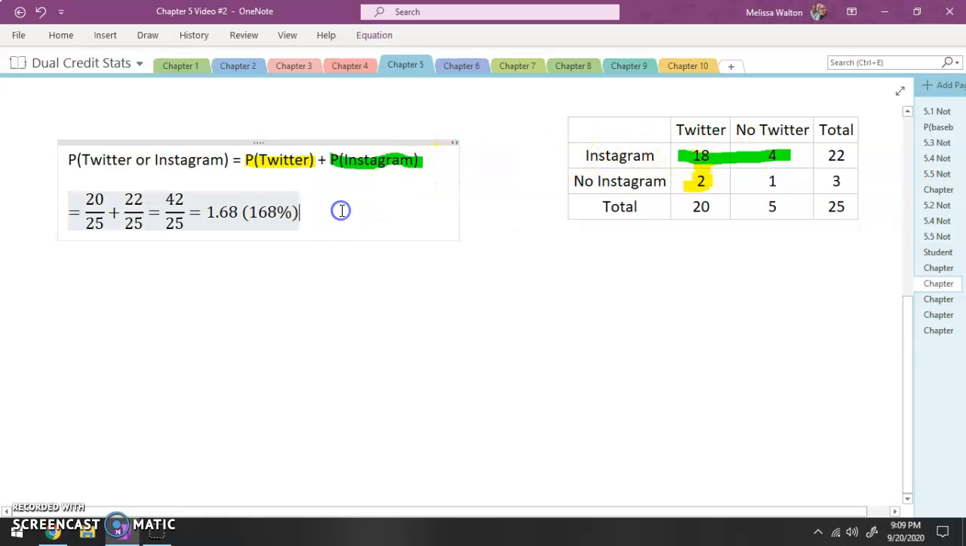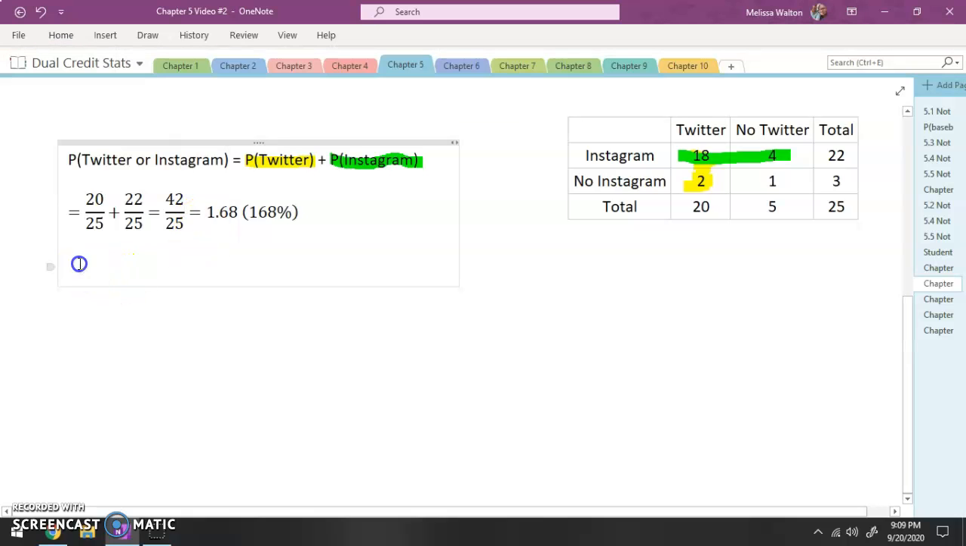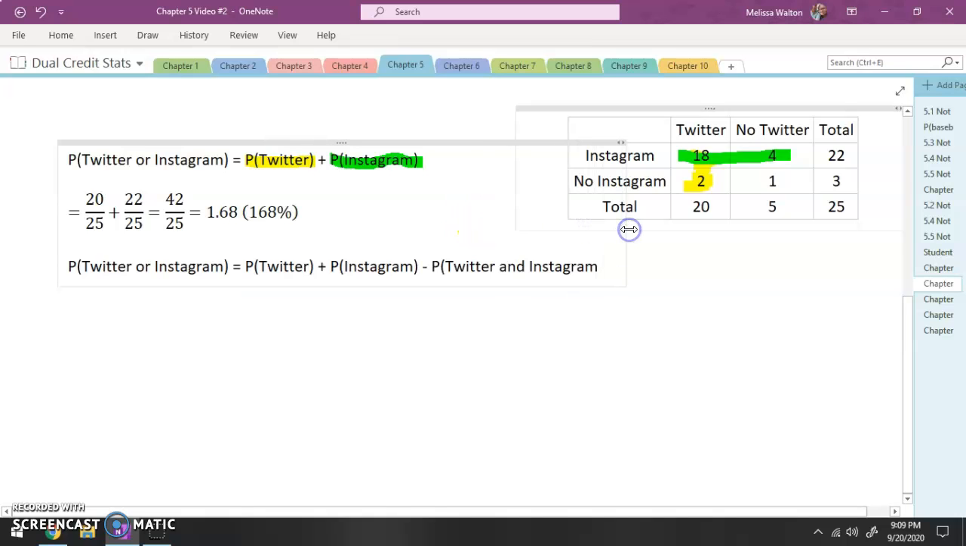So here is how we are going to adjust for this. Here is the true equation, and this is going to be our general addition rule. So if I want to calculate the probability of Twitter or Instagram, we can still start the exact same way. We can figure out, okay, what's the probability of Twitter? What's the probability of Instagram? But we need to subtract the probability of having both, the people that we double counted. So subtract the probability of Twitter and Instagram. So we need to subtract those out.